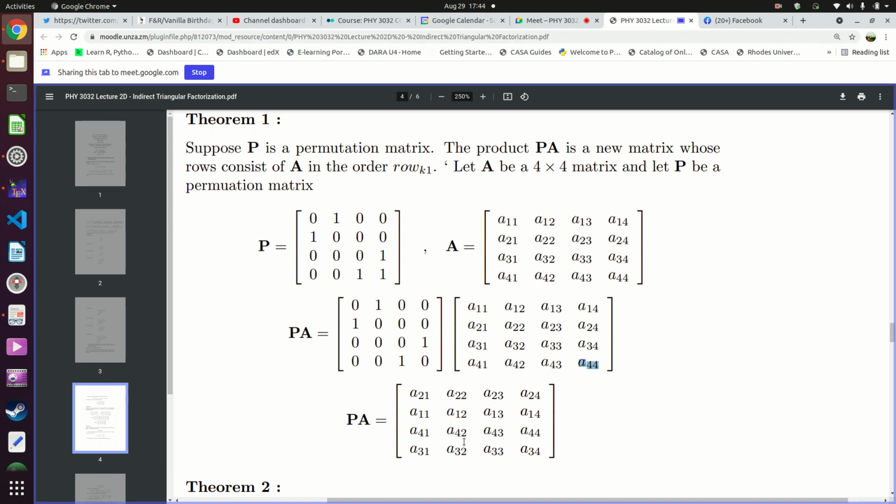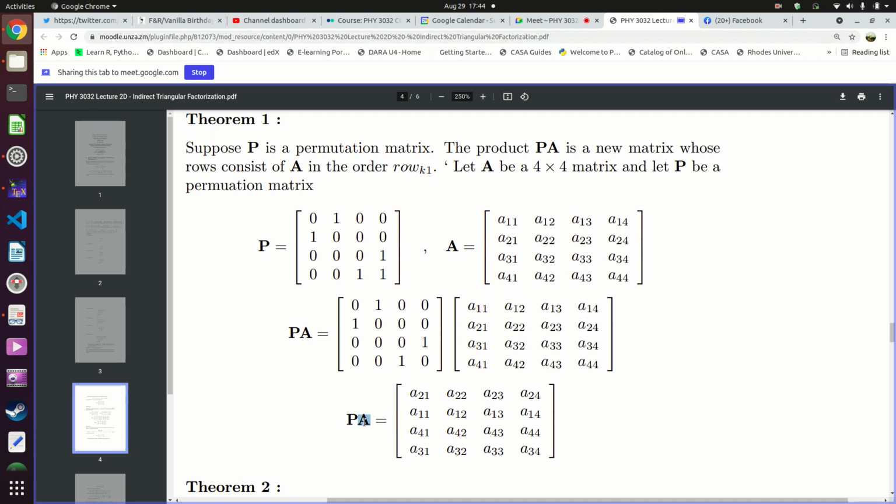So you can see what your permutation matrix does. When you have a permutation matrix P, and you multiply it by A, what it simply does is that it rearranges the rows of matrix A. Are we clear? Yes. Your permutation matrix P is going to rearrange the rows of matrix A.